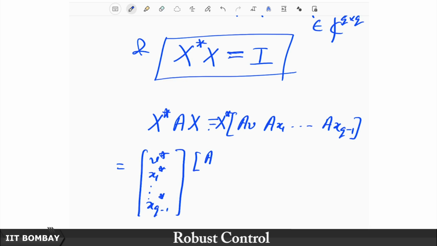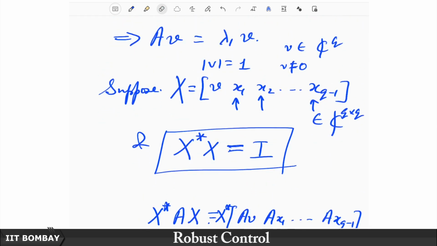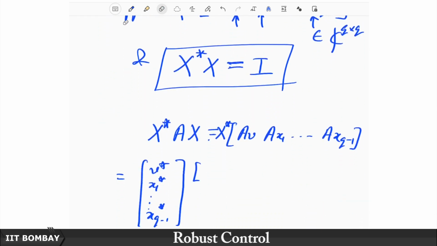And this is AV. Now, what is this AV? After all, V is an eigenvector of this, right. So, this is nothing but, I can write this as lambda times V, yeah, but as for the others I do not have that benefit, right. I have to write them as Ax1, Ax2, dot dot dot till Ax(q minus 1) likewise.